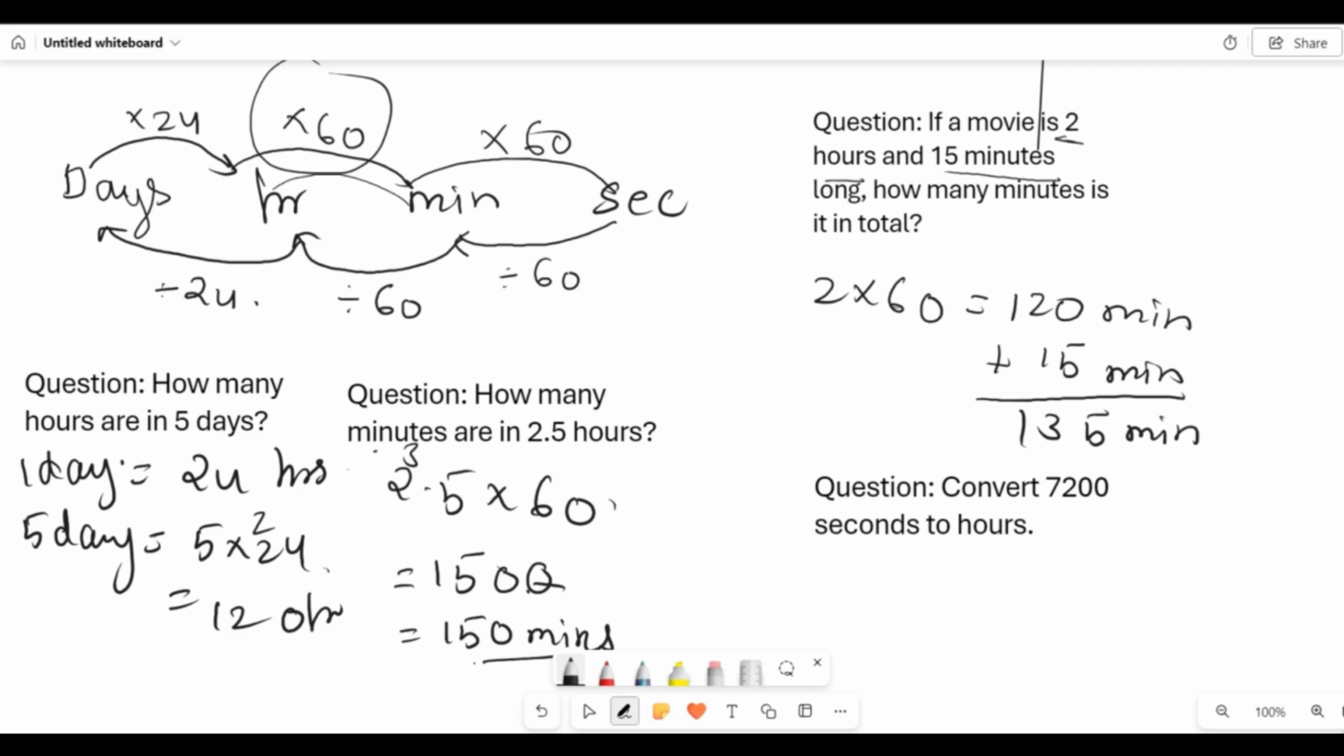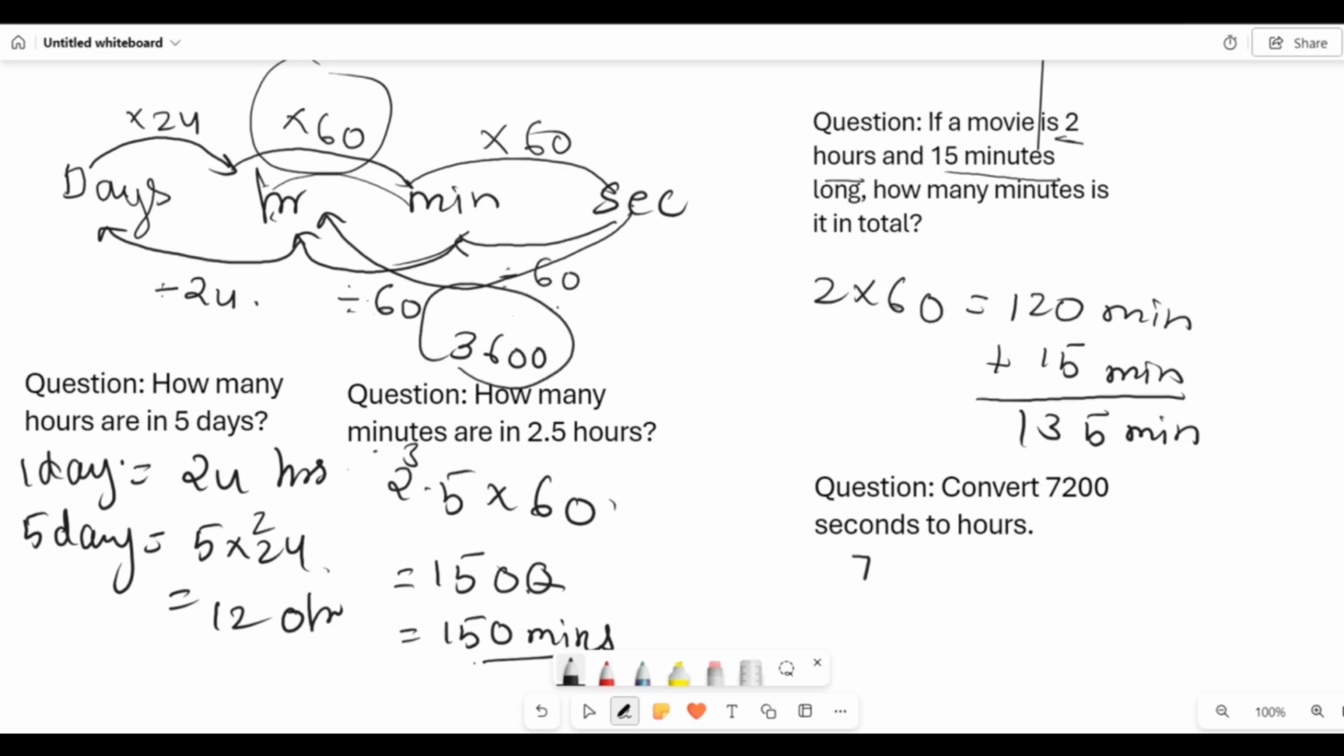Next one, convert 7200 seconds into hours. To convert seconds to hours, you have to divide it by 60 so that seconds convert to minutes, and then again by 60 so that minutes convert to hours. So 60 into 60 means a total of 3600. That means to convert seconds to hours, you have to divide your number by 3600.